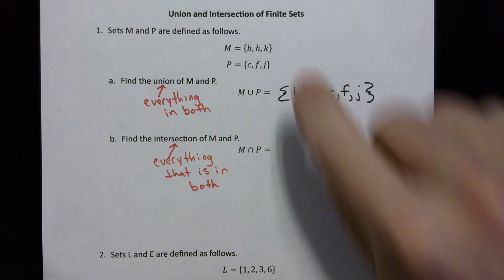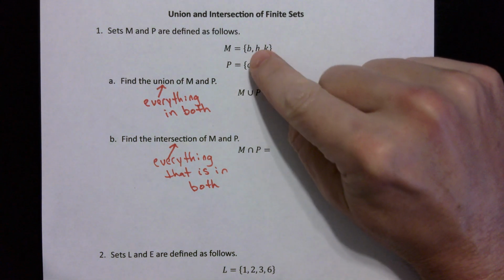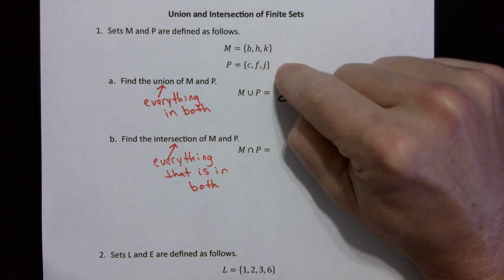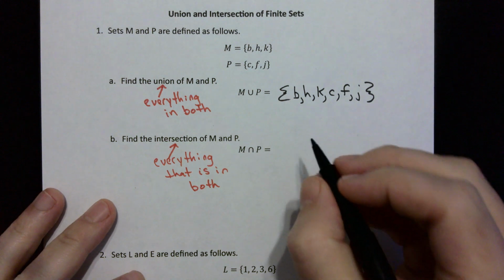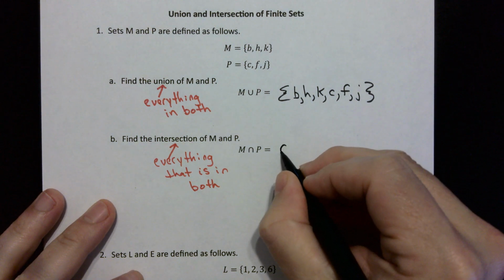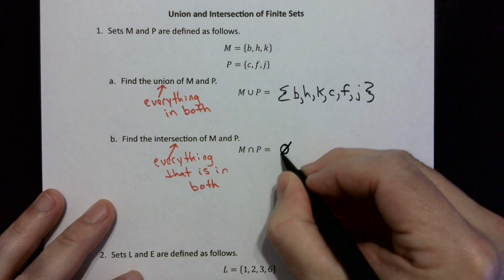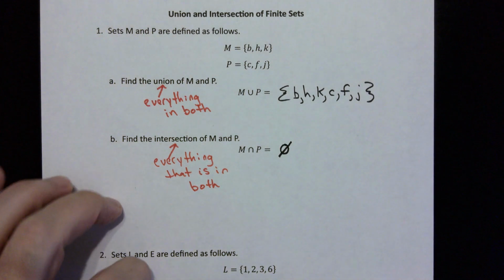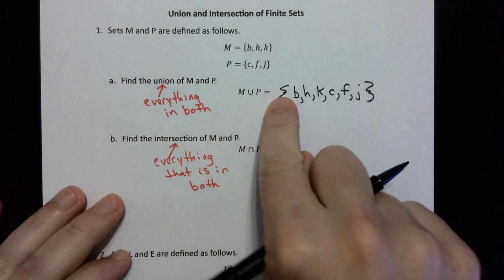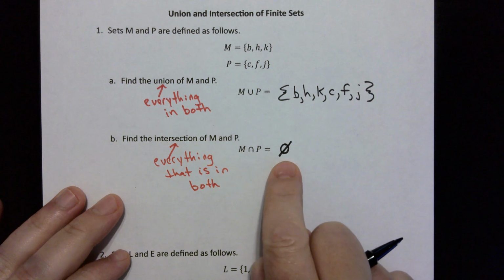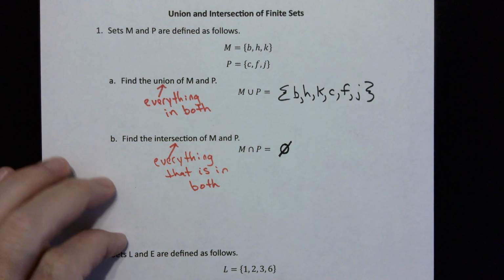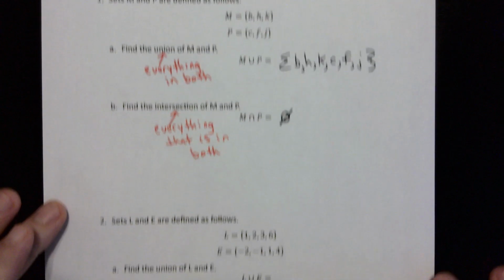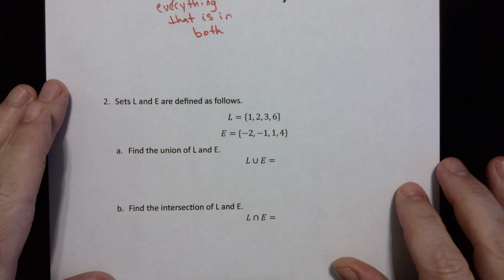Okay, so we look at these two sets. Is there anything that's in both M and P? The answer to that question is no. So how we'll answer this is we'll just write a zero or a circle with a line through it. That's called the empty set. You do not need these little brackets around this answer when you put in the empty set. You just write the empty set.